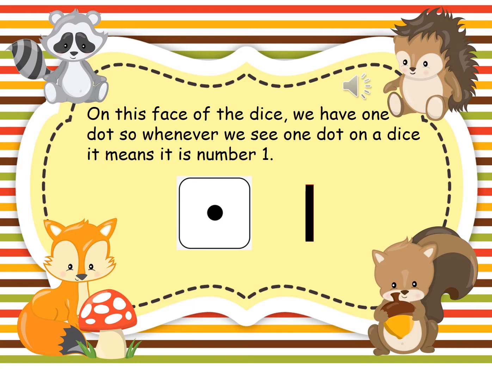Now take a good look at this face of the dice. How many dots can you see? Yes, you are right. It has 2 dots. So whenever you see 2 dots on a dice, it shows the number 2.